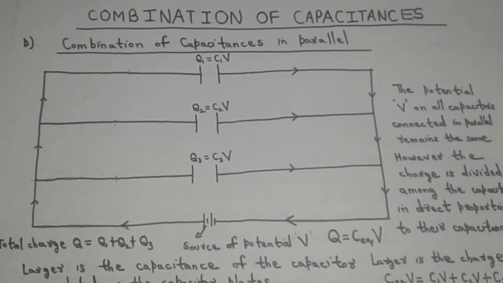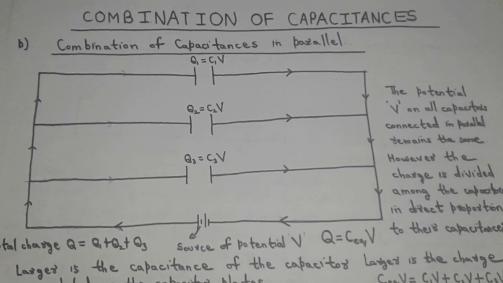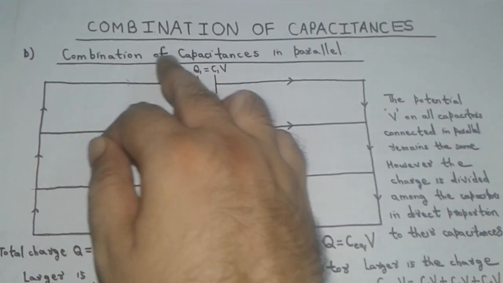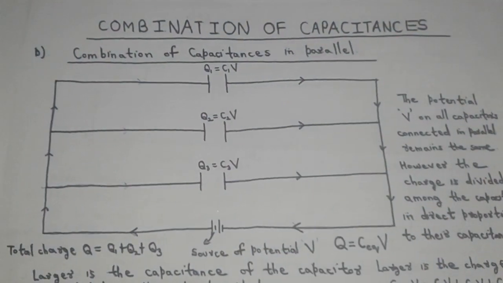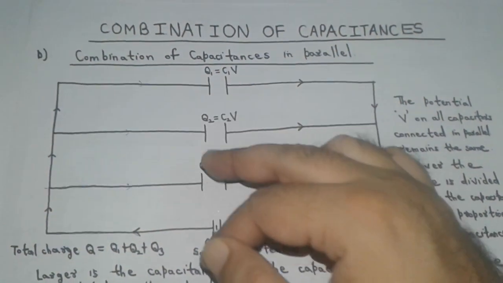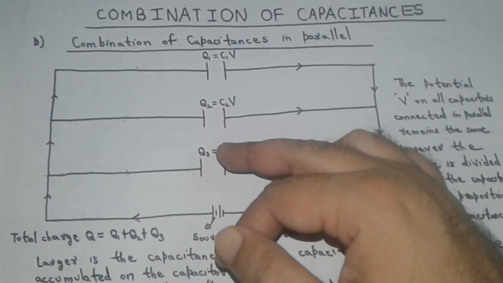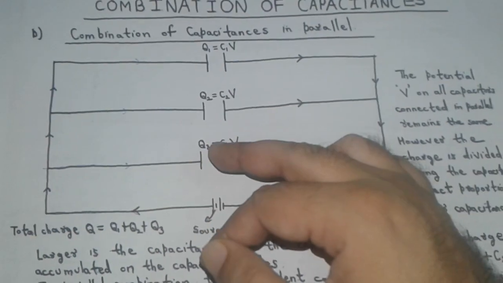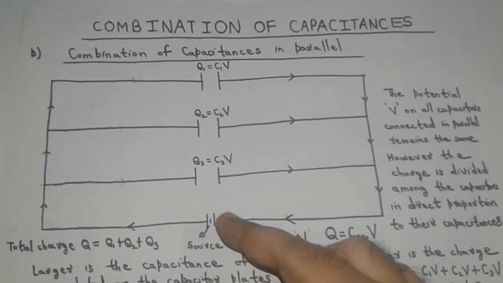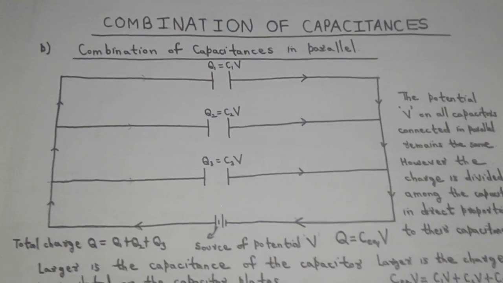Hello students, in this video we will discuss combination of capacitances in parallel. Let three capacitors with capacitances C1, C2 and C3 be connected in parallel across a battery of potential V.